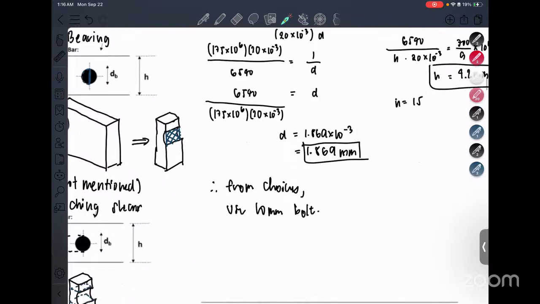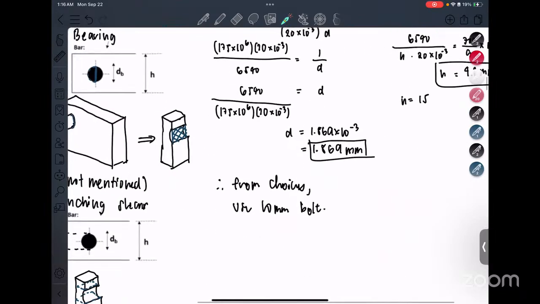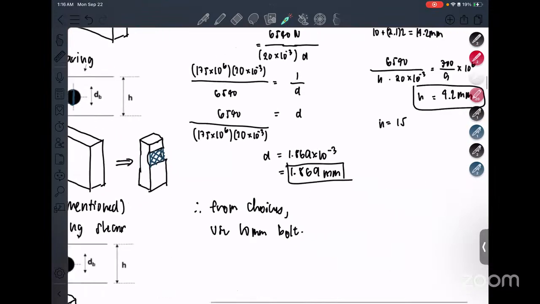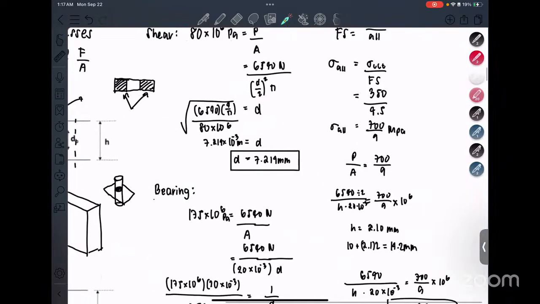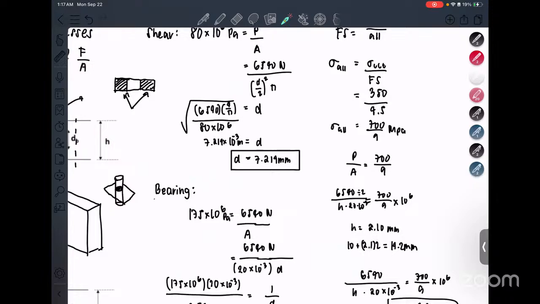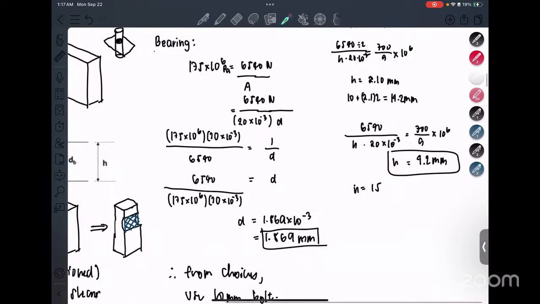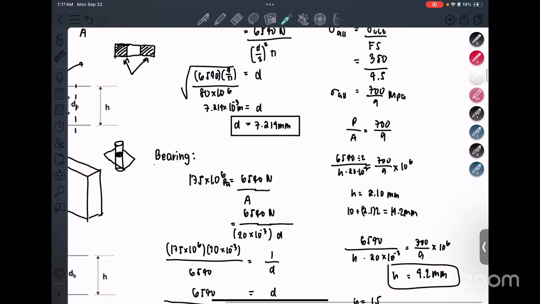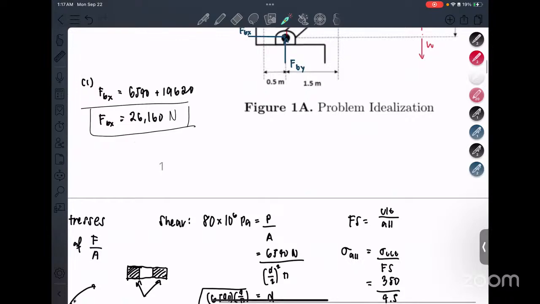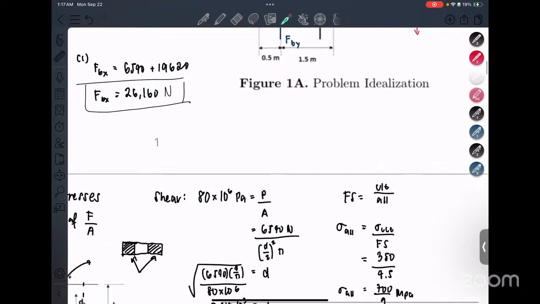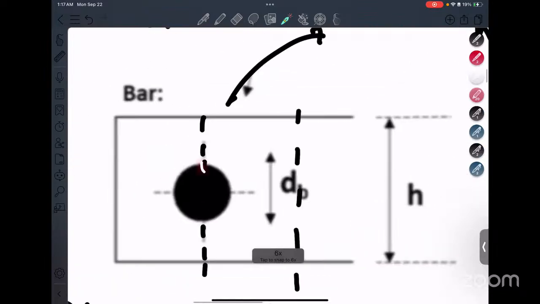So from the choices, we use the 10 millimeter bolt, because this problem in particular gives us choices for what the bolt is. In this case, we choose the 10 millimeter, not the 7, because not only do we need to round up, so even without choices this becomes 8, since it's a requirement to round up for design problems, but also the shear stress requirement will fail if we choose 7 millimeters. So that's the first part. Now we know that this is going to be 10 millimeters.